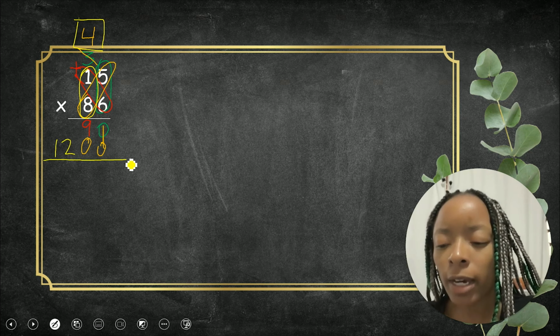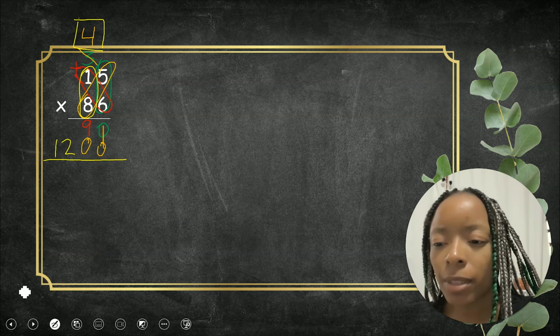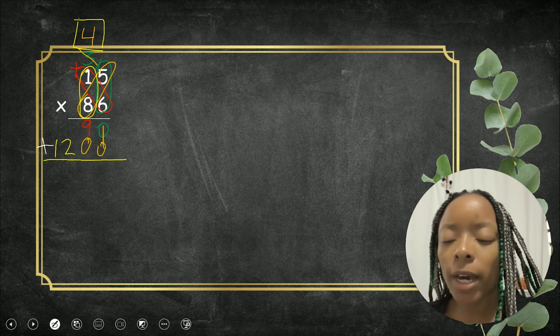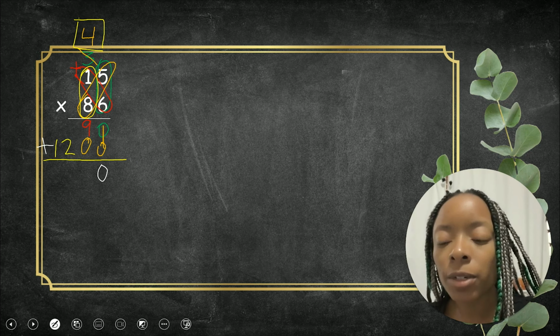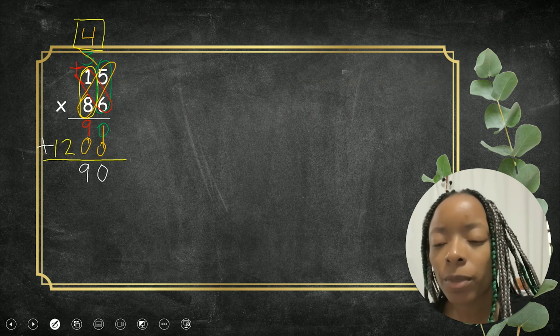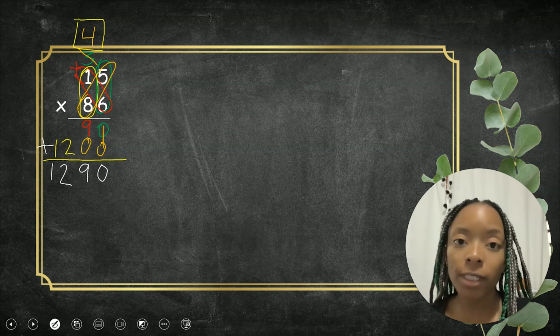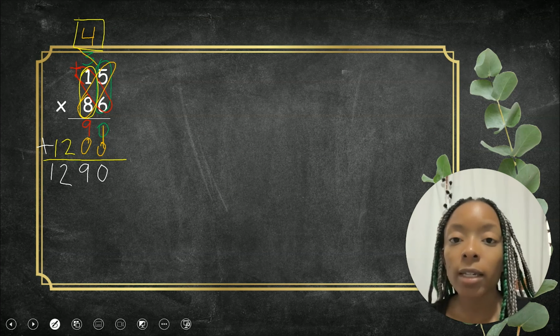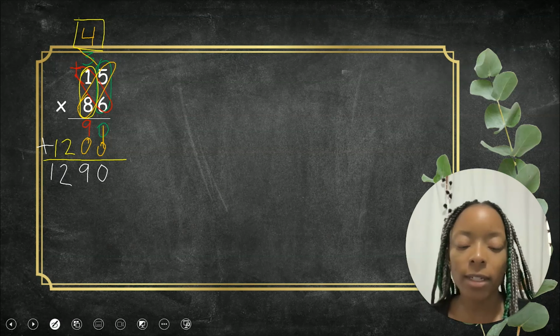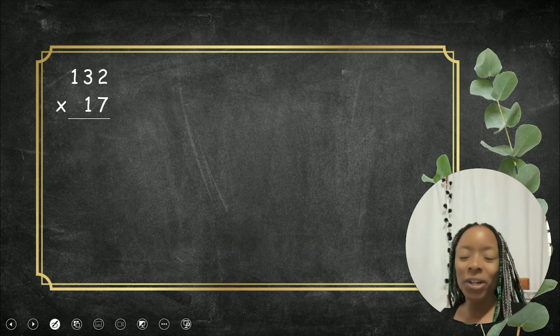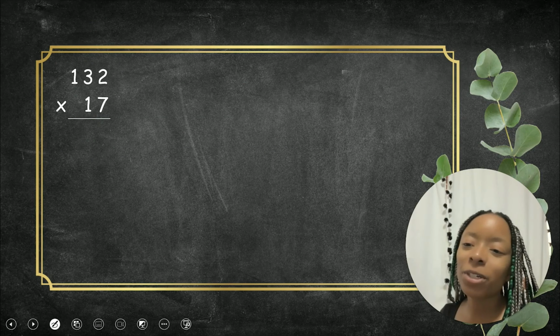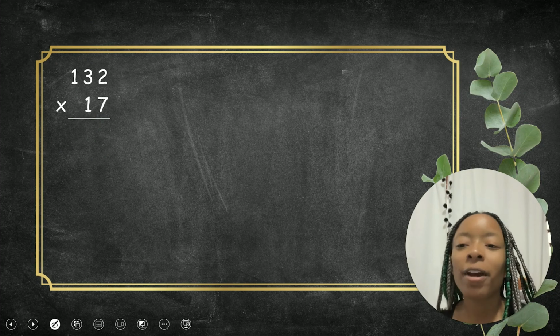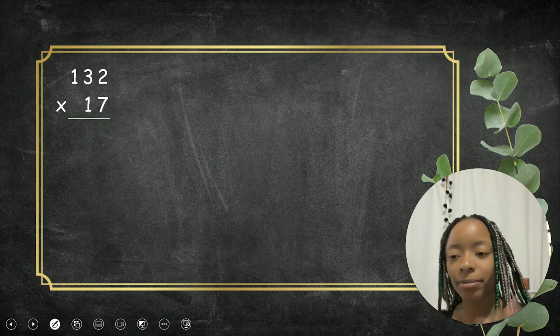Now we want to add these numbers that we've created. So we have 0 plus 0, 9 plus 0, and 12 plus nothing. So our answer for 15 times 86 is 1,290. Now we're in our final stage. We're multiplying our 3-digit number by a 2-digit number.